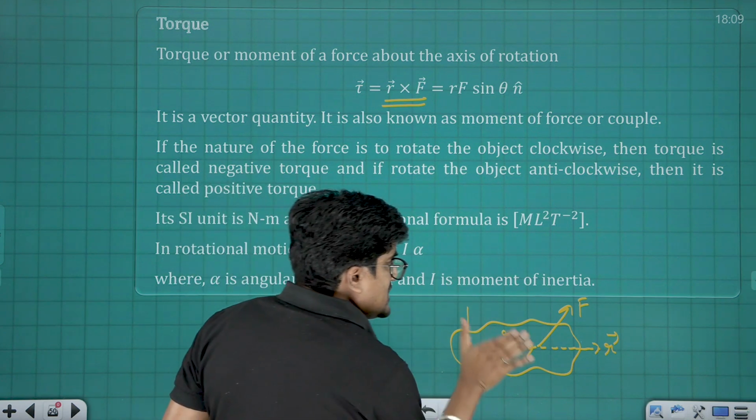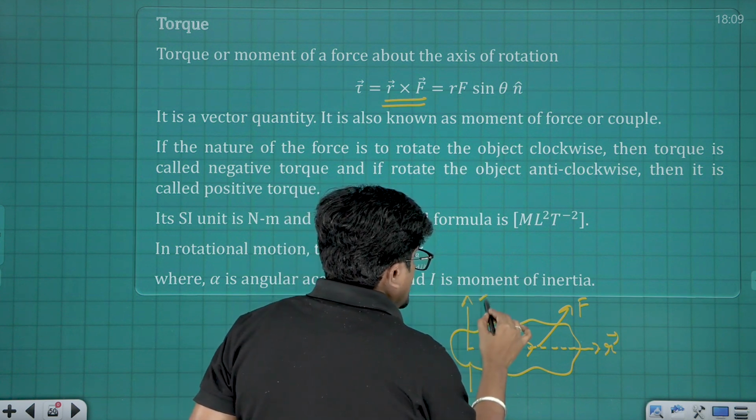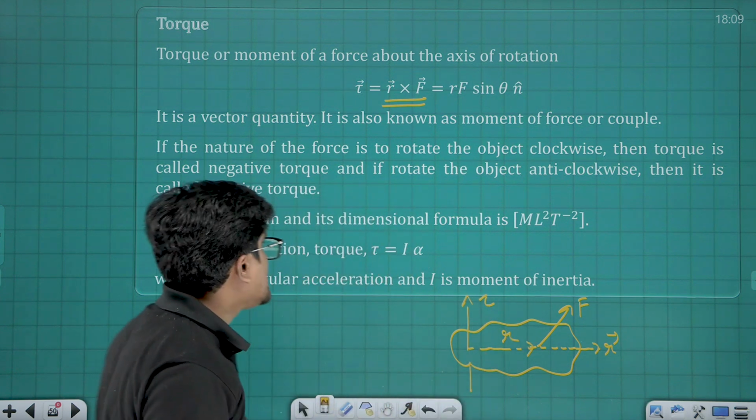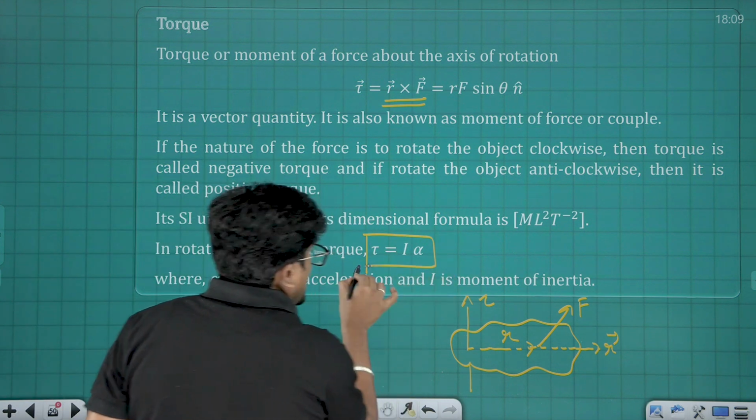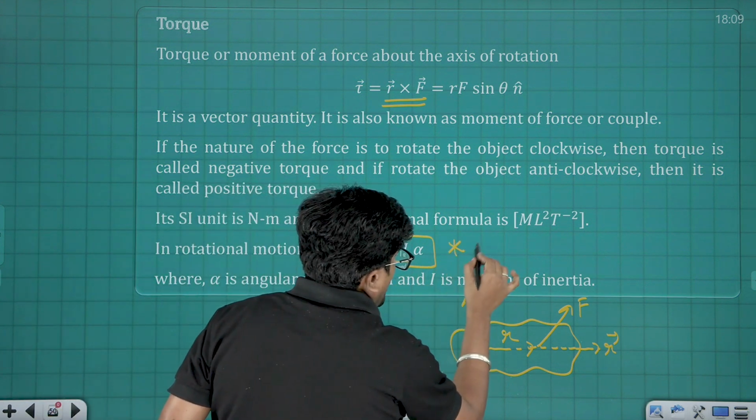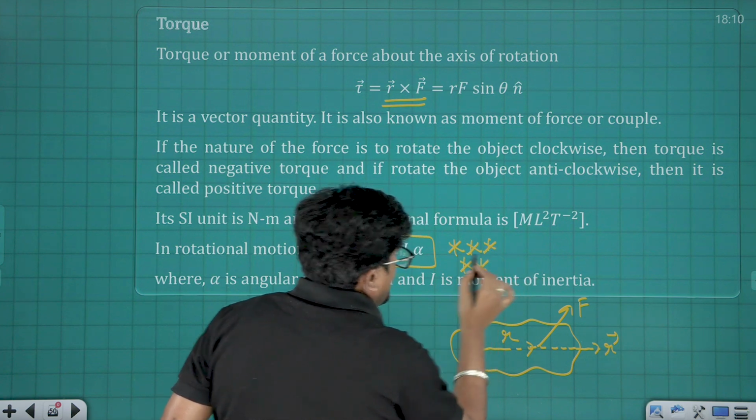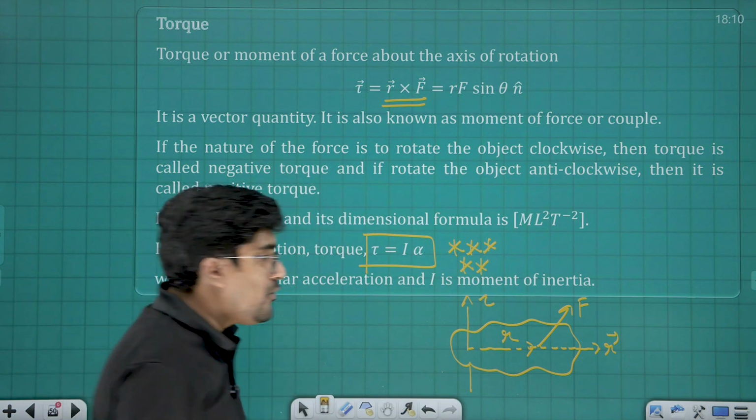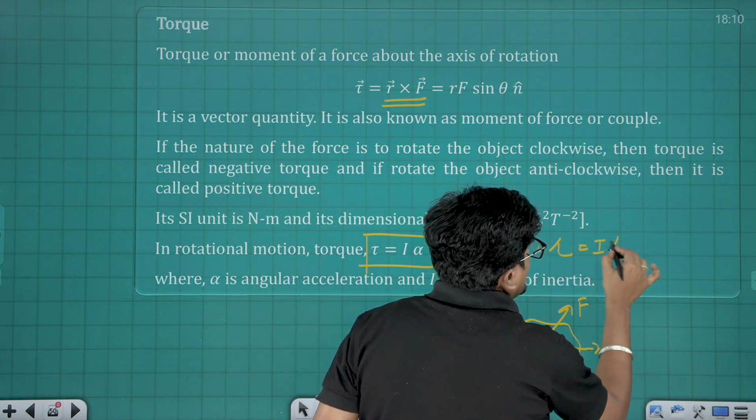Here, if this is the direction of rotation, the torque is going to be in the upward direction. So this is going to be the direction of torque, that you must understand. And the relation between torque and moment of inertia is very important. The relation between torque and moment of inertia is torque tau equal to I into alpha.